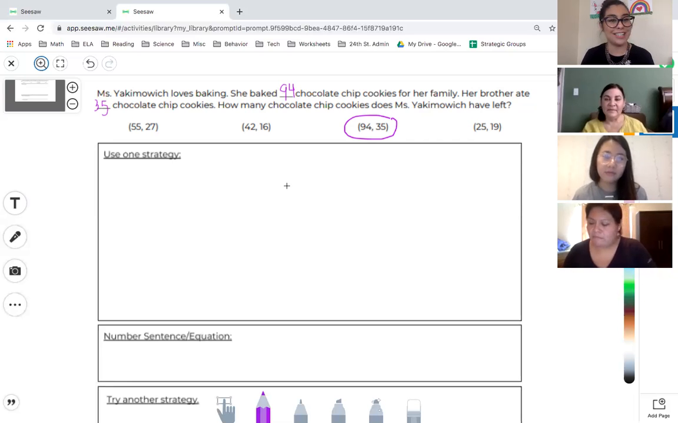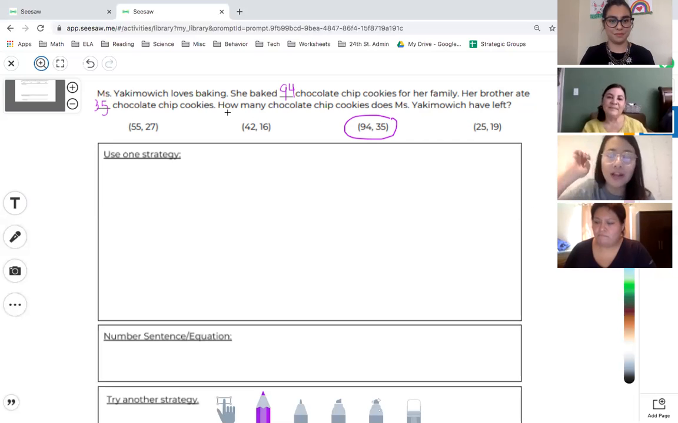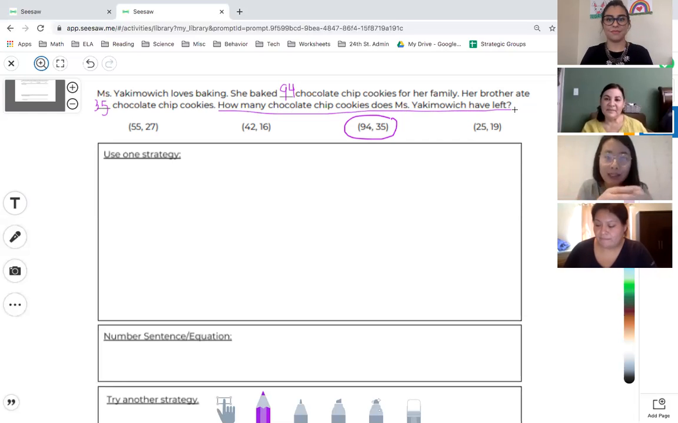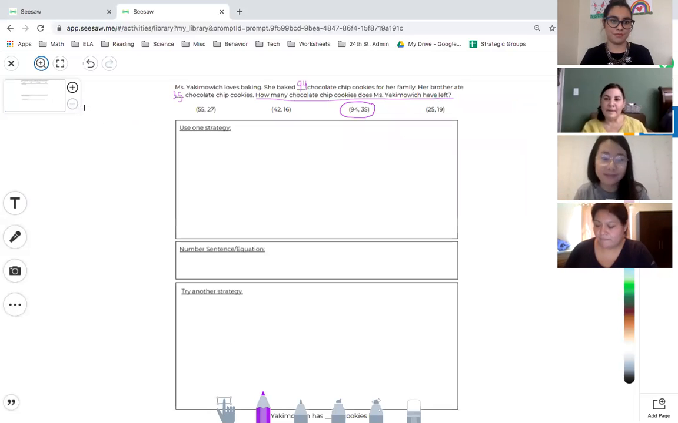All right, Miss T, you know I'm going to ask. What are we being asked to solve? Well, the question in the problem says, how many chocolate chip cookies does Miss Akimowicz have left? And I know that if you eat something, you don't have it anymore. So at first, Miss Akimowicz baked some cookies, and then her brother ate some, which she doesn't have anymore. So now she has to figure out how many she has left.